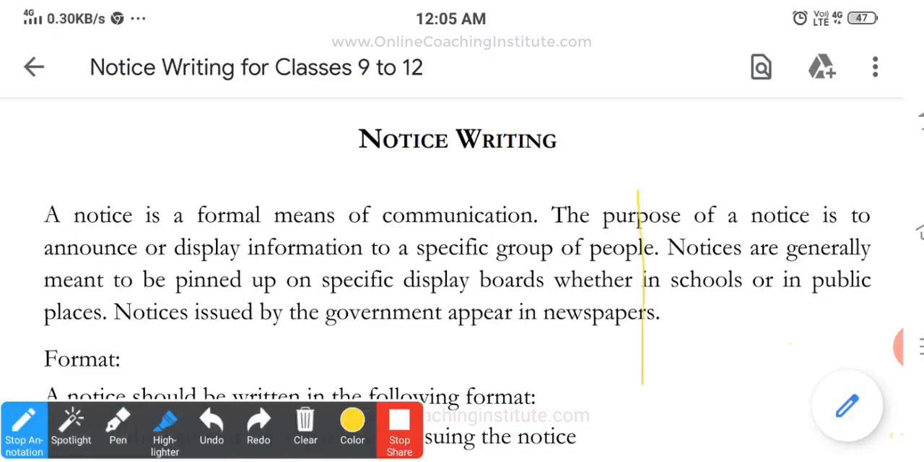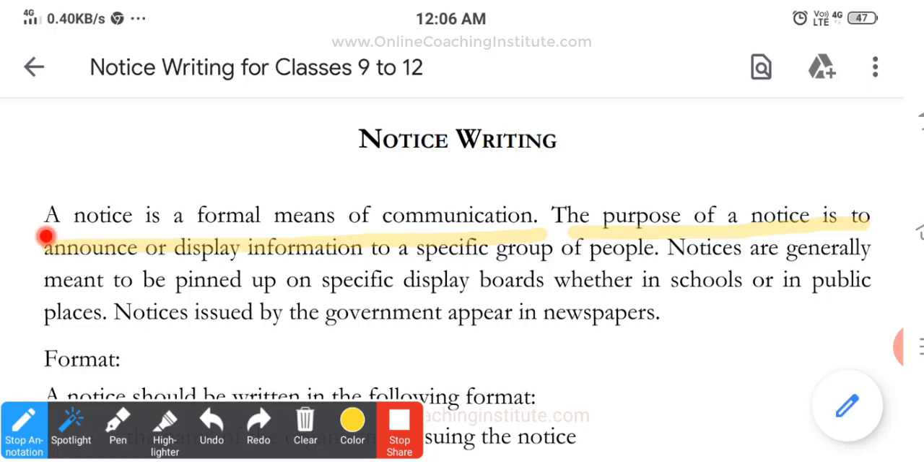What is a notice? A notice is a formal means of communication, and the purpose of a notice is to announce or display information to a specific group of people. Let me give you more detail. A notice is a formal means of communication.